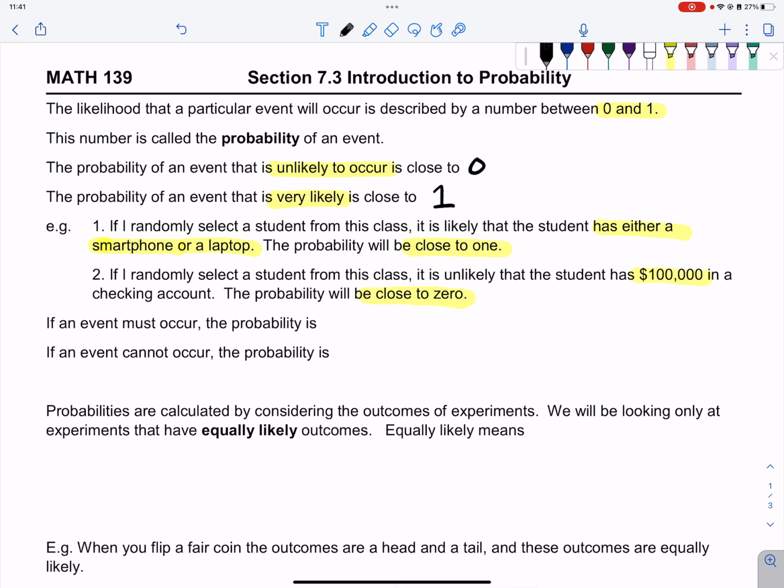And then lastly, if something has to occur, there's no other option, then that means the probability is exactly 1. That it is exactly equal to 1. It has to happen. This is essentially 100% of the time this event will happen. However, if something is impossible, it cannot occur at all, then that's when the probability is exactly 0. It's impossible, it can't happen, there's a 0% chance of this event happening.